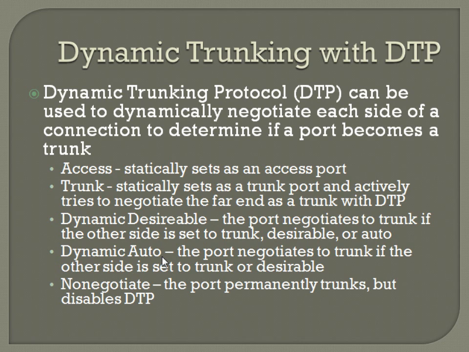So the other side has to be set to either trunk or dynamic desirable to make this dynamic auto side work. So if you have 2 sides of a trunk that are both set to dynamic auto, it's never going to become a trunk because both sides are going to be sitting there waiting for the other side to say, hey, let's become a trunk. They're both kind of passive. Exactly, completely passive. And then nonegotiate, the port permanently trunks but disables DTP. So that's also an option.